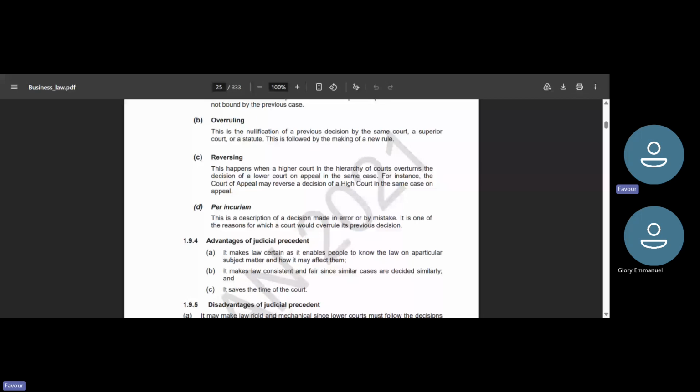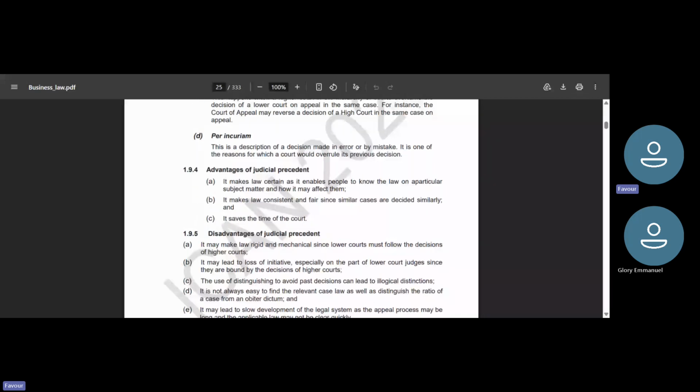So the advantages of the judicial precedents and disadvantages of the judicial precedent.